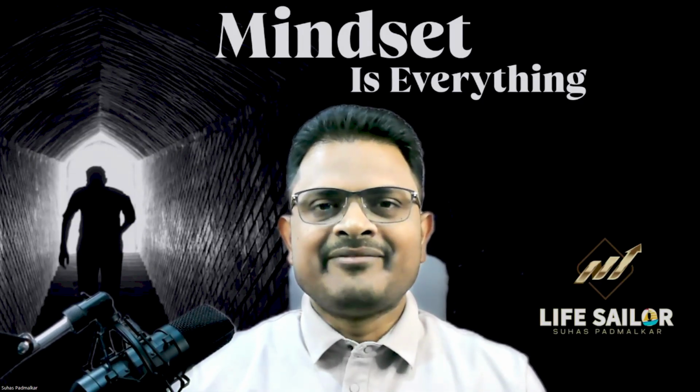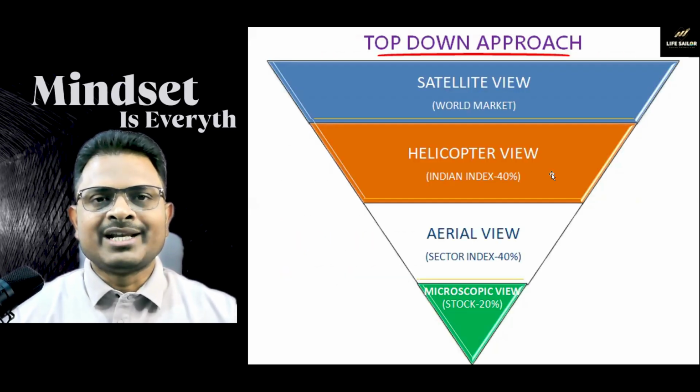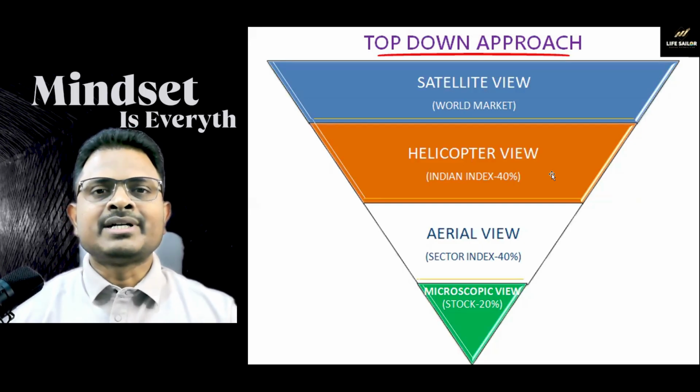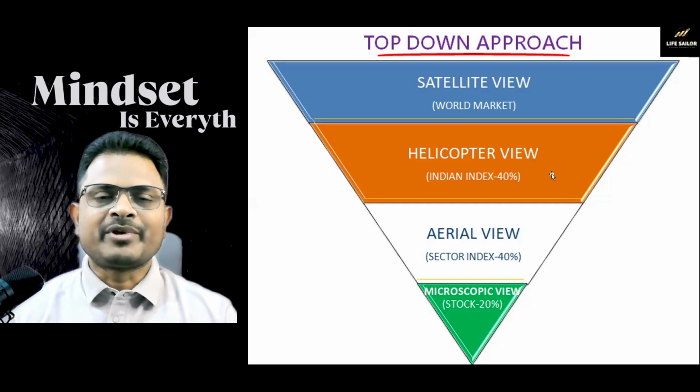So let's dive in. Today we are going to see world markets, commodities, cryptocurrencies, Indian markets, and Indian sectoral indices. This is how the top-down approach looks. First come global markets, the satellite view. Second step is Indian markets, the helicopter view. Third step is Indian sectoral indices, the aerial view. And the fourth step is finding the individual stock, the microscopic view.